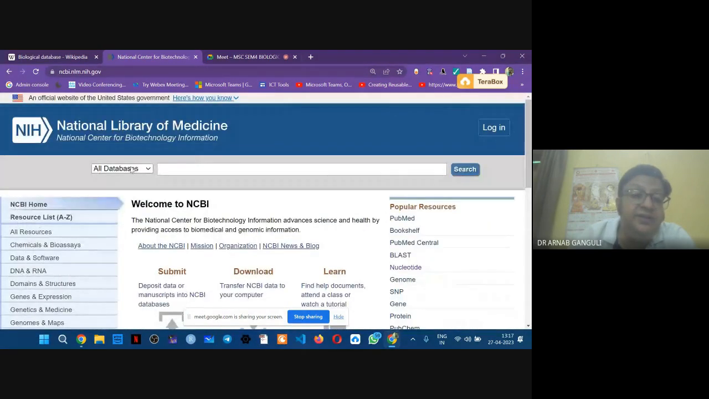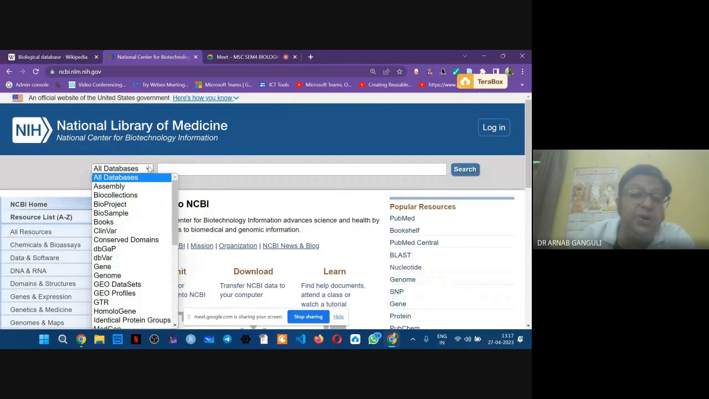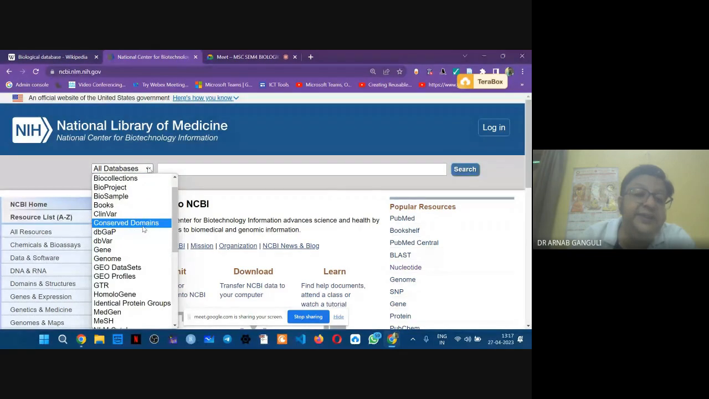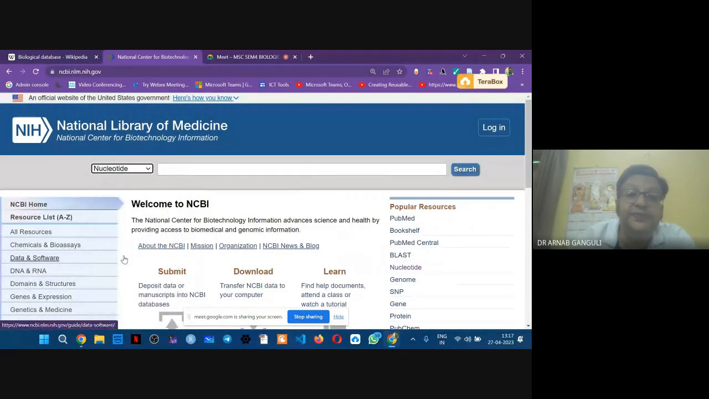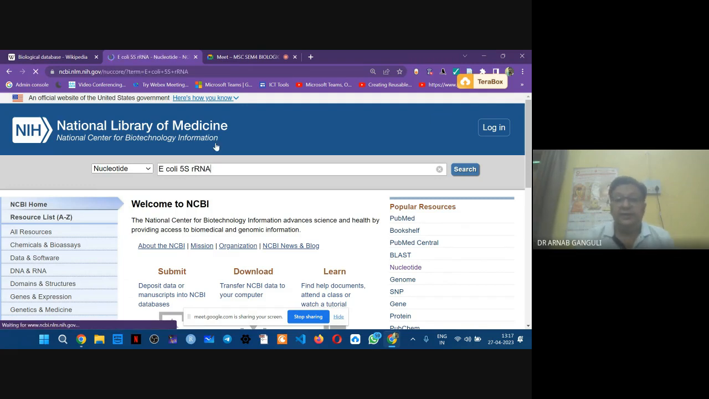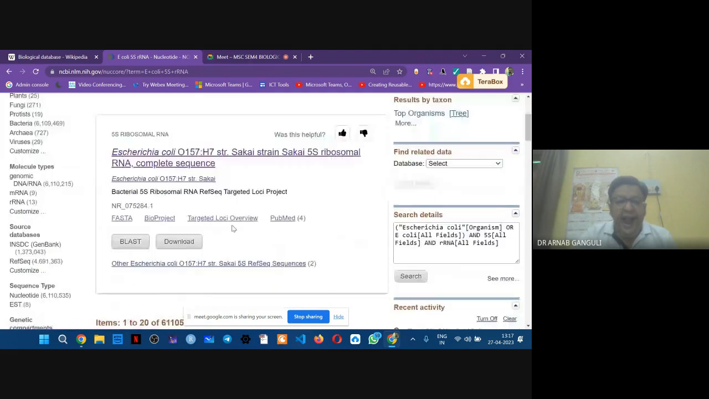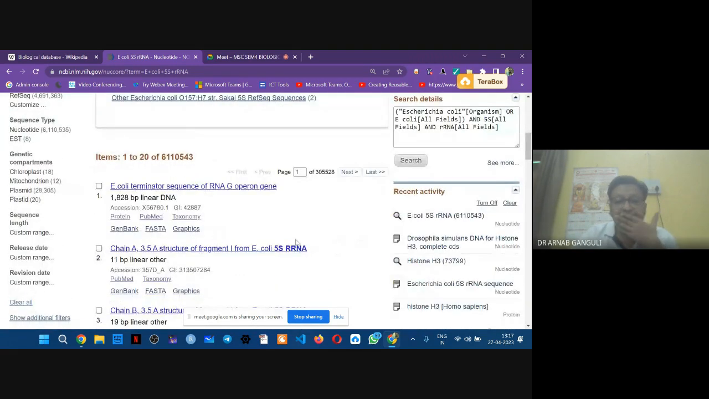But of all the databases, the most important database, let us see, is nucleotide, where you can get DNA sequences. Say, I want to have the DNA sequence of E. coli 5S ribosomal RNA. I type E. coli 5S ribosomal RNA. I press enter and I get all the sequences.